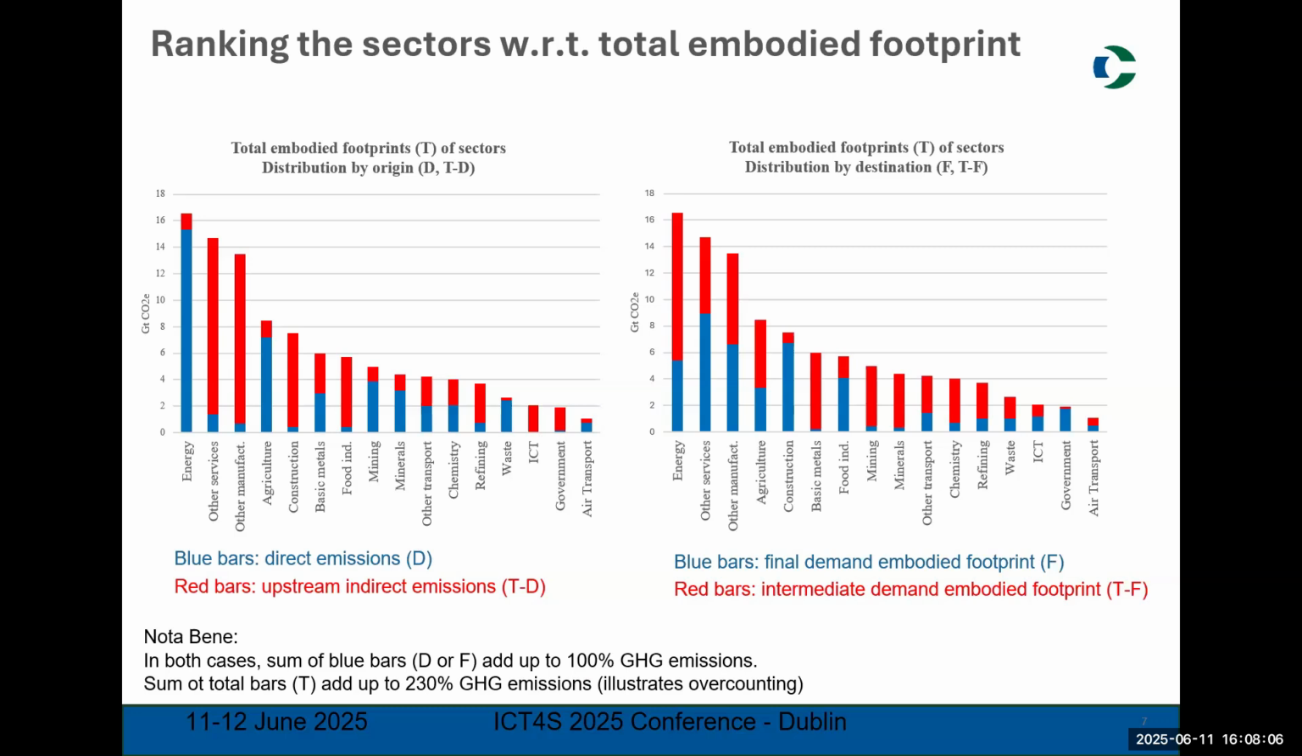By definition, if you sum up all blue bars on both histograms, it sums up to 100% of the GHG emissions, excluding those from households that are not captured by this model. Now, if you look at full bars, it sums up to 230% of total GHG emissions, as it includes several double countings located in the upstream value chain, so in scope 2 and scope 3 upstream.